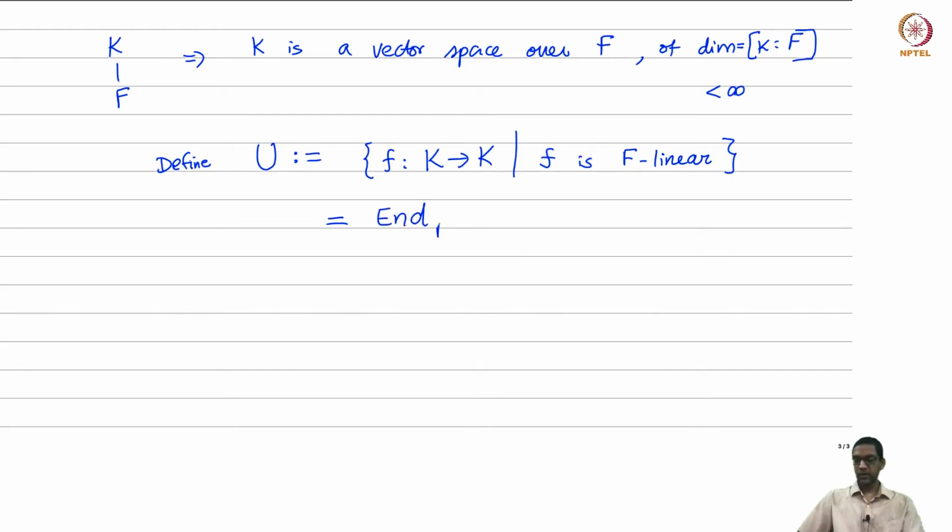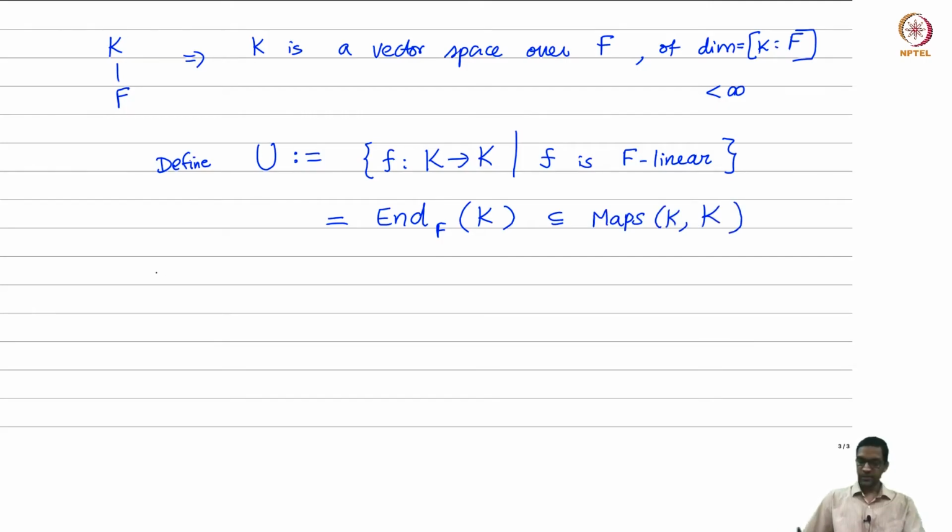And of course this is the canonical standard notation for this. This is just End_F(K), the space of all F-linear endomorphisms of the vector space K. So I'm going to define U as this. Clearly U is a subset of Maps(K, K).